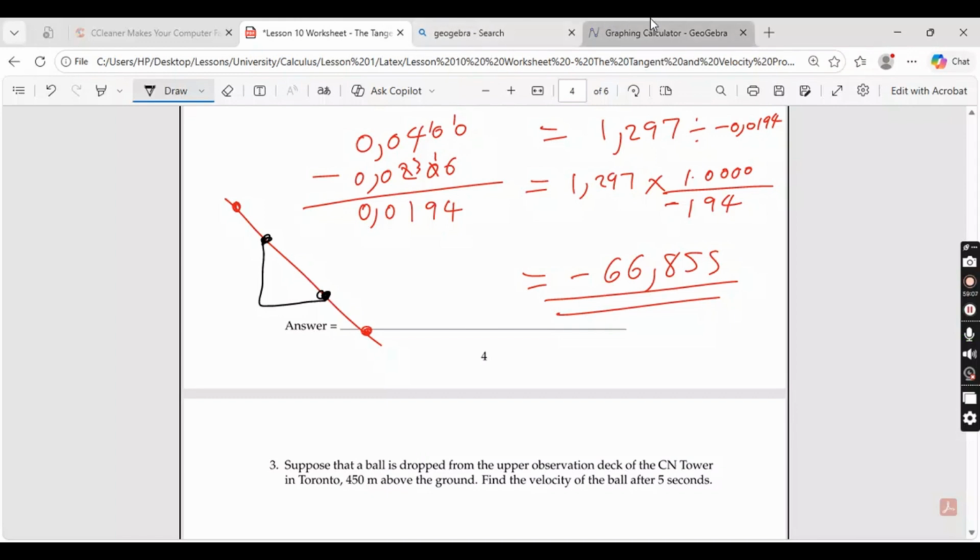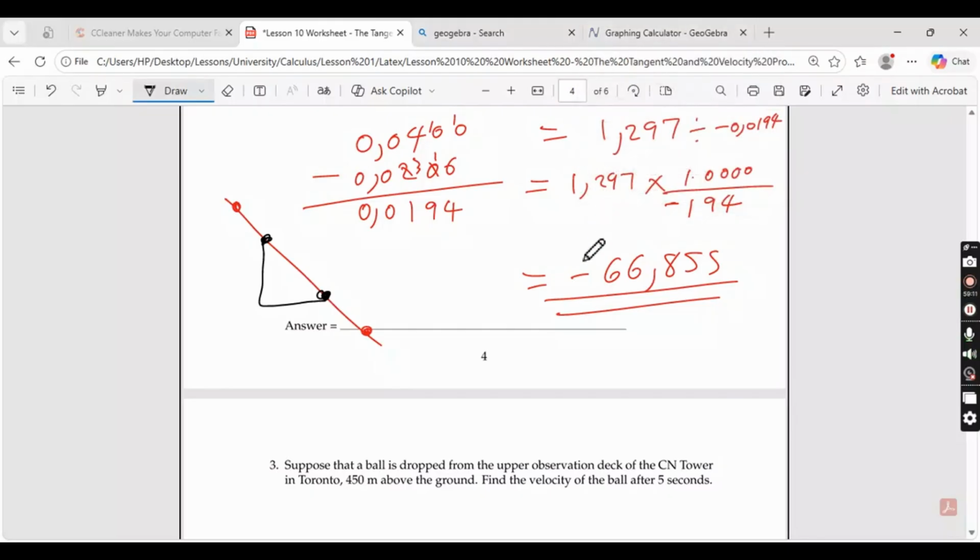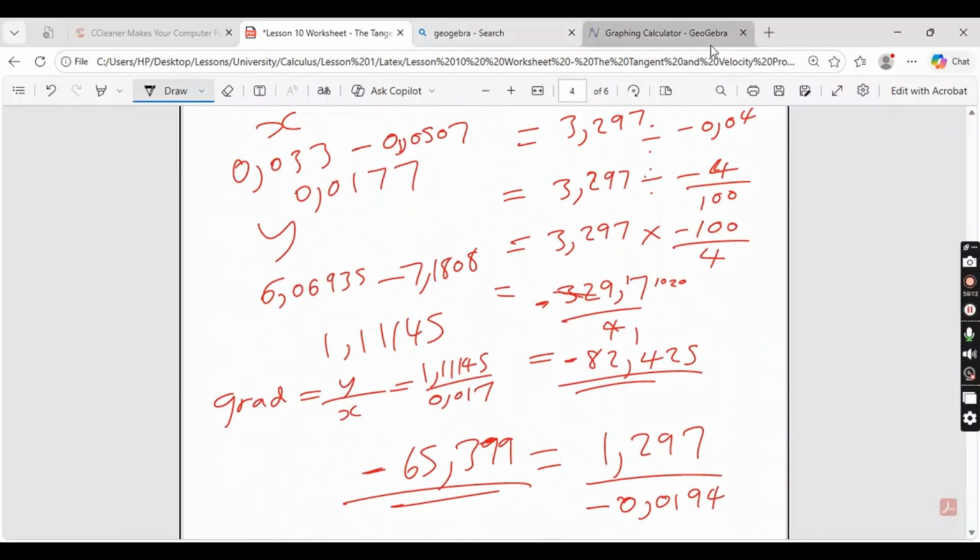But do you have any questions? No. Okay. So you saw the two methods that they used.